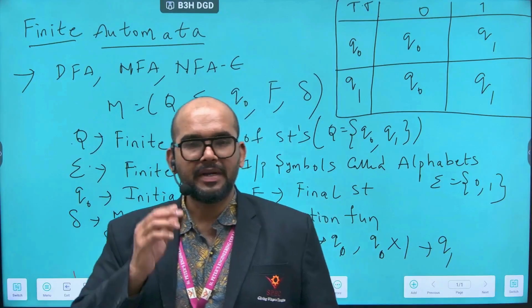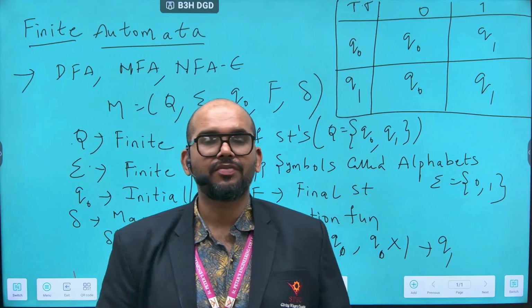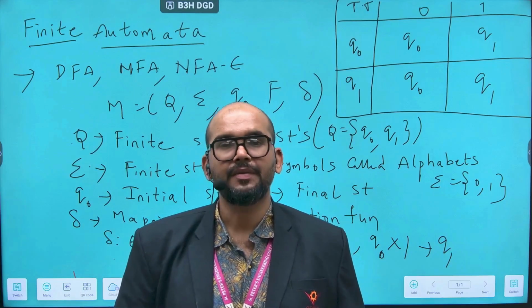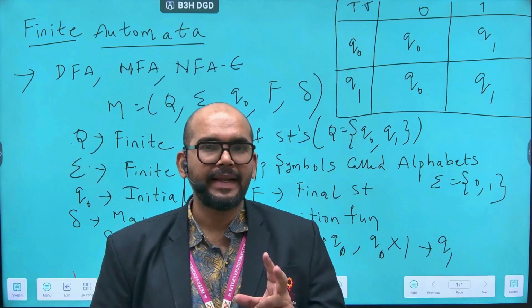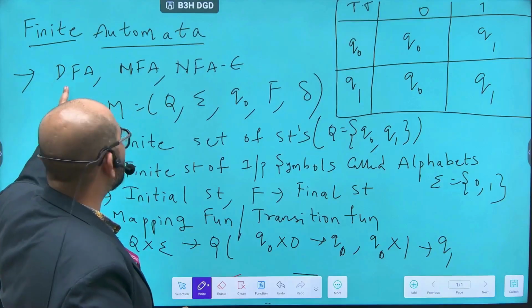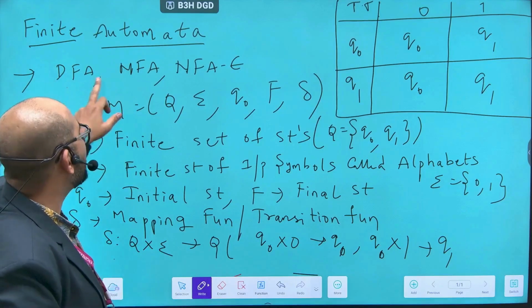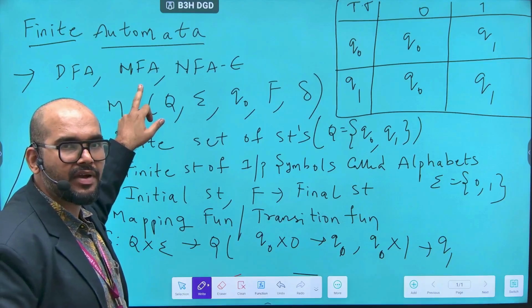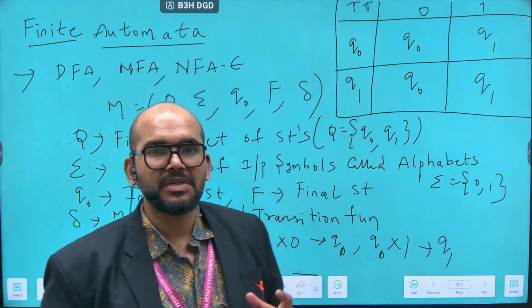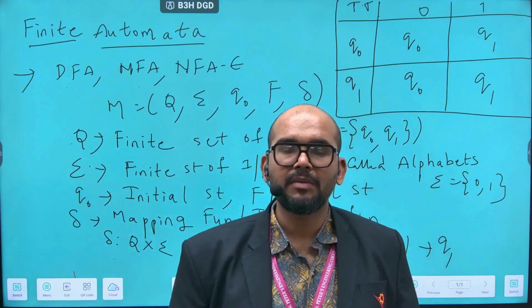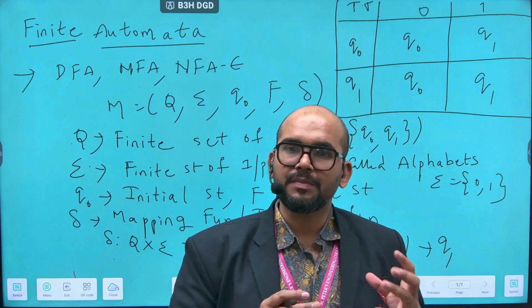Okay, now let me discuss the types of finite automata. Within finite automata we have two main types. One is deterministic finite automata, DFA, and the other one is non-deterministic finite automata, NFA. And within non-deterministic finite automata we have one more type, that is NFA with epsilon moves.